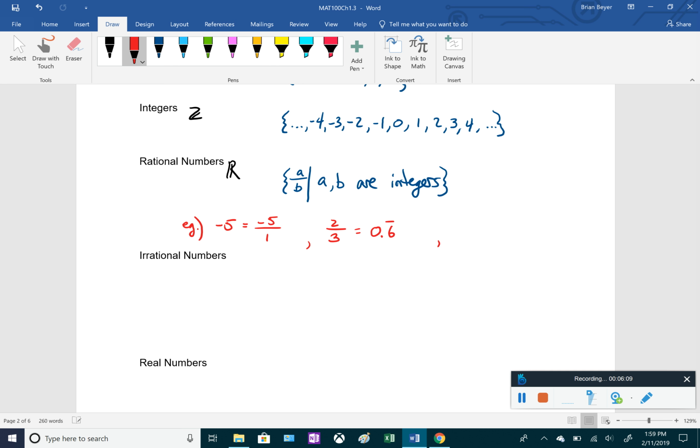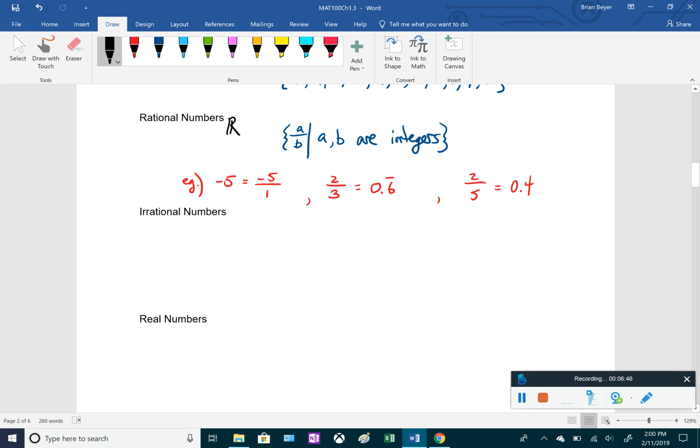Okay, and then something like 2 over 5. 2 over 5 is clearly a rational number because 2 and 5 are integers. As a decimal, this is 0.4. So you can see that integers are a subset of rational numbers. Repeating decimals are also rational numbers, and so are terminating decimals. So something like 0.4 is a terminating decimal because it stops.